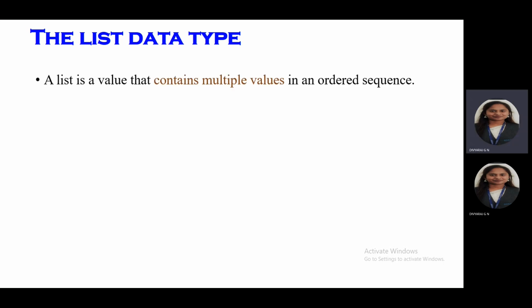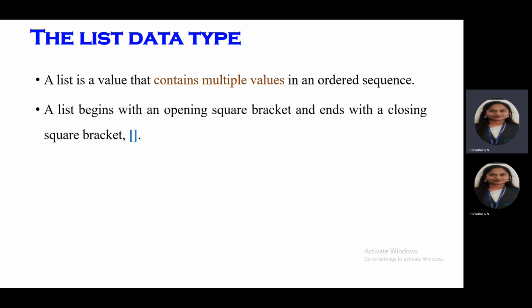What is a list? I think you have seen the arrays concept. You have learned arrays in other programming languages. In the same way, we have the list data type in Python. So what is a list? A list contains multiple values in an ordered sequence.